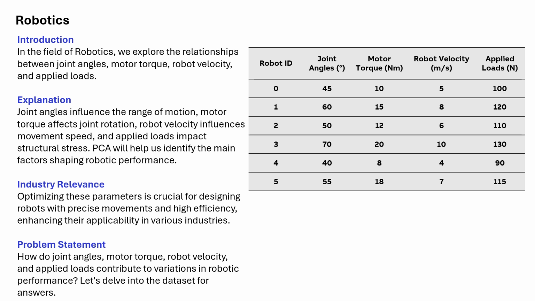Optimizing these parameters is crucial for designing robots with precise movements and high efficiency, enhancing their applicability in various industries. So consider the dataset given in the table and answer: how do joint angles, motor torque, robot velocity, and applied loads contribute to variations in robotic performance?